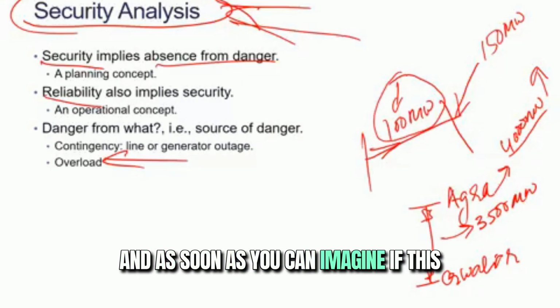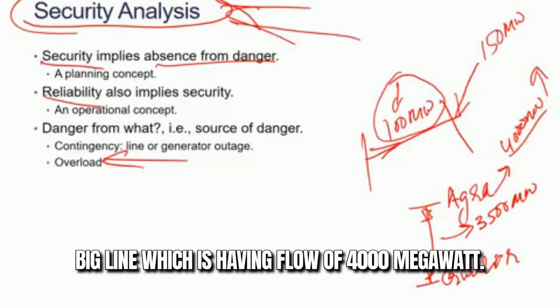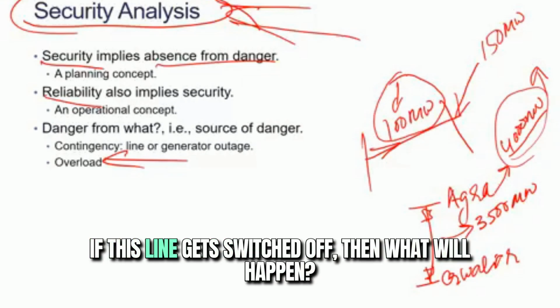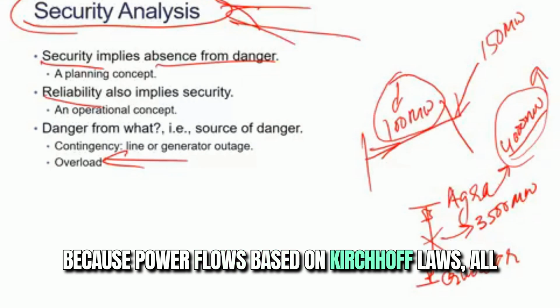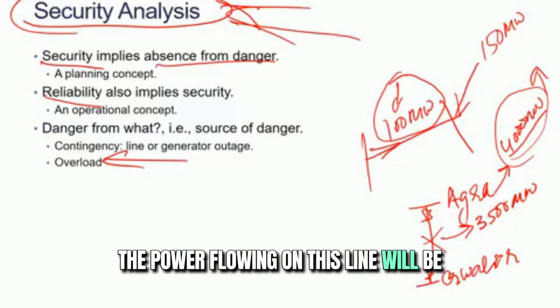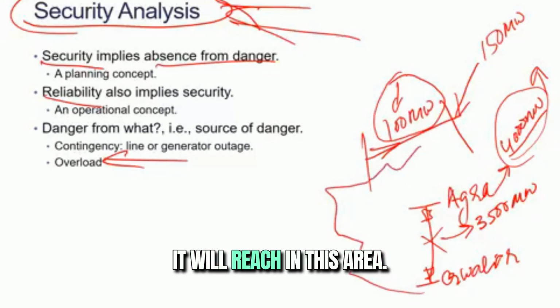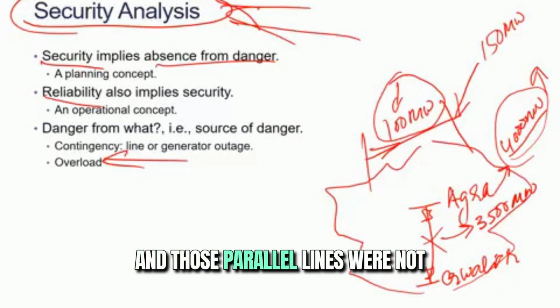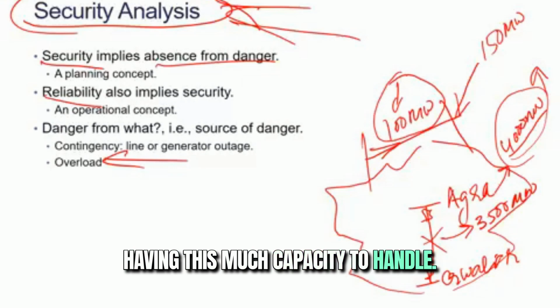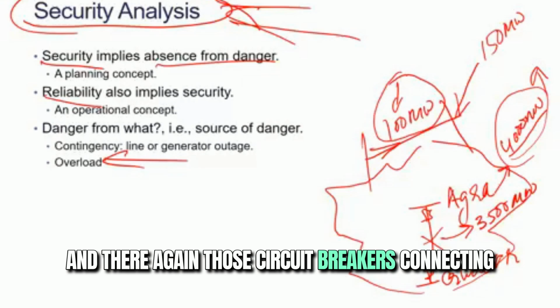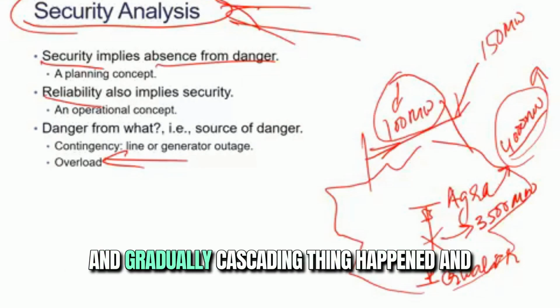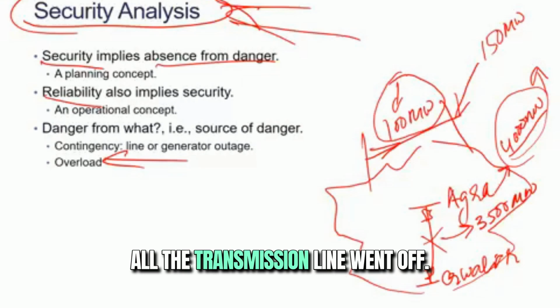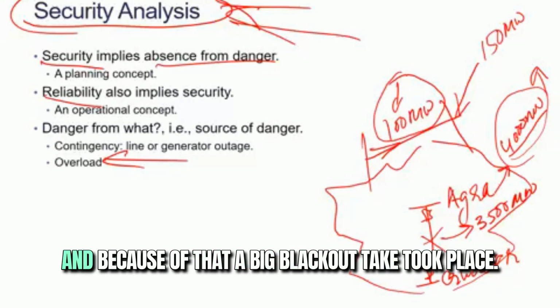You can imagine, if this big line which has a flow of 4,000 megawatt gets switched off, then what will happen? Because power flows based on Kirchhoff laws, all the power flowing on this line will flow through other transmission lines. There will be some other parallel lines where the power will increase, and those parallel lines did not have this much capacity to handle. Those circuit breakers connecting those lines also went off, and gradually a cascading thing happened, all the transmission lines went off, and because of that a big blackout took place.